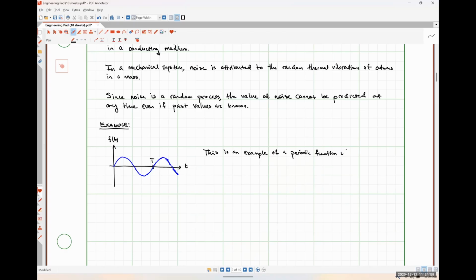where we are able to predict values of f of t for times greater than its period, assuming that this point right here is 0, because we know the prior values of the function.